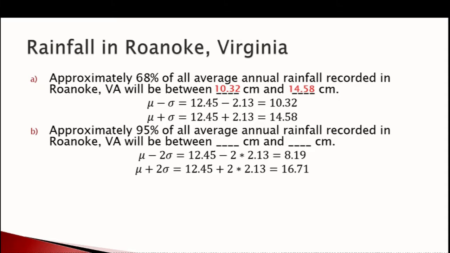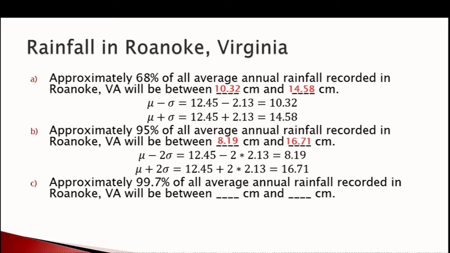So you see that now this interval widened compared to part A, with the answer being approximately 95% of all average annual rainfall recorded in Roanoke, Virginia will be between 8.19 centimeter and 16.71 centimeter. Last part, approximately 99.7% of all average annual rainfall recorded in Roanoke, Virginia will be between blank and blank.